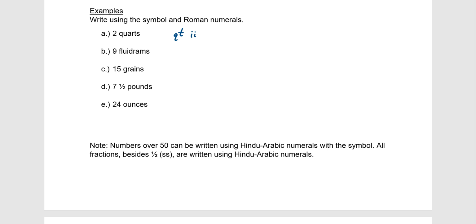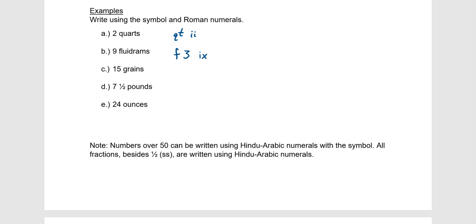Next, for 9 fluid drams, we have to think about what the abbreviation is for fluid drams. So that's going to be the F for fluid and then the dram symbol. The dram symbol is the one that looks like a 3, so that's going to be F and then the dram symbol. And then we have to think about how to write 9 in Roman numerals. That's going to be IX. So 1 minus 10. Or sorry, 10 minus 1.